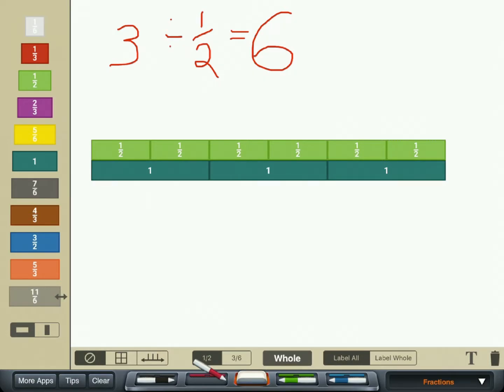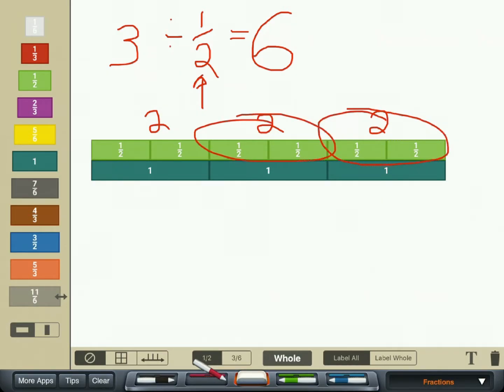Well, it works because each of these wholes is divided into 2 pieces. So there are 2 pieces here, 2 pieces here, 2 pieces here. There are literally 3 groups of 2. 1, 2, 3. So by virtue of dividing the whole into halves, we have created groups of 2, which allow us to multiply by 2 to get 6. So we're getting a little bit of insight as to why this invert and multiply algorithm works. Why does multiplying by the reciprocal work? At least we have it with the unit fraction.